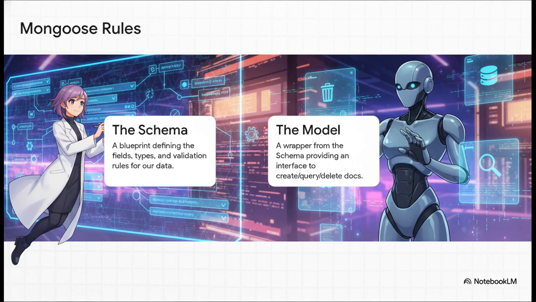This is the blueprint. It defines all the fields our data has, what type of data they are, like text or a number, and any validation rules. And then you have the model. This is the tool. It takes that blueprint and gives us a simple, clean interface to actually work with the data.